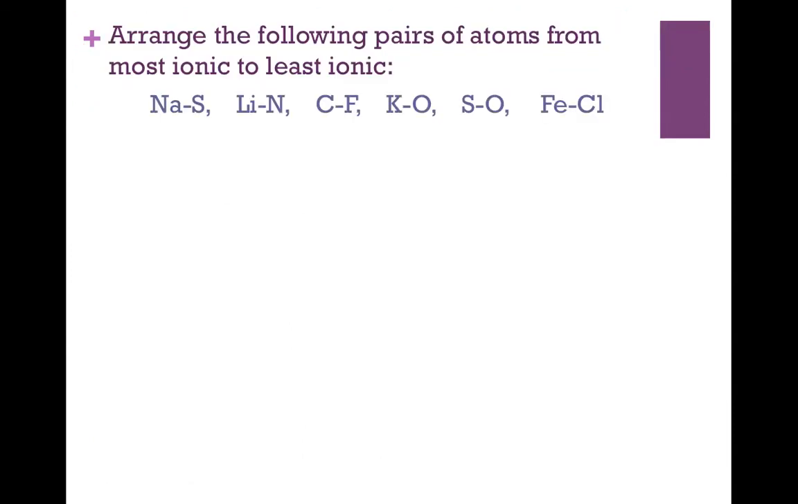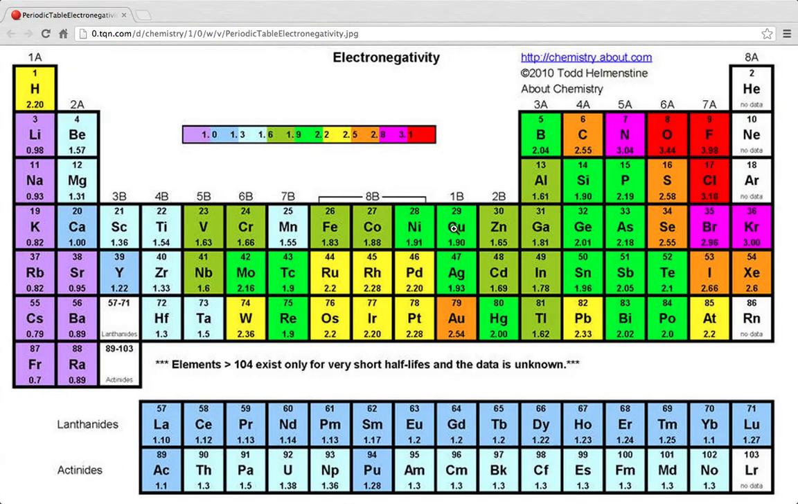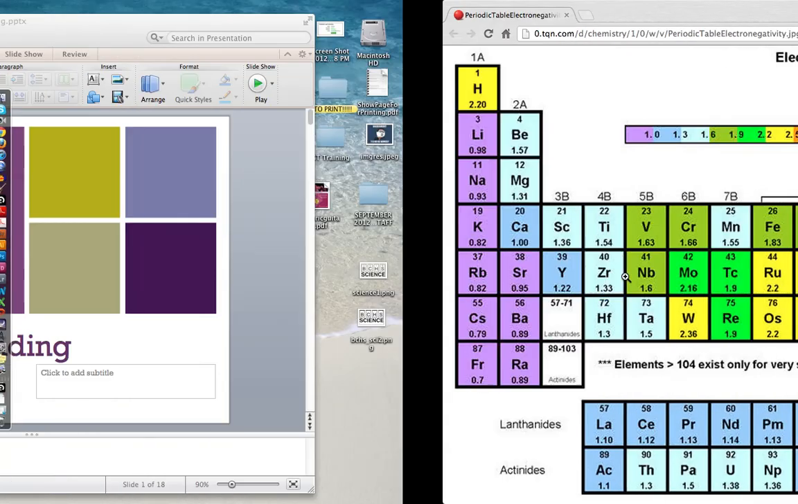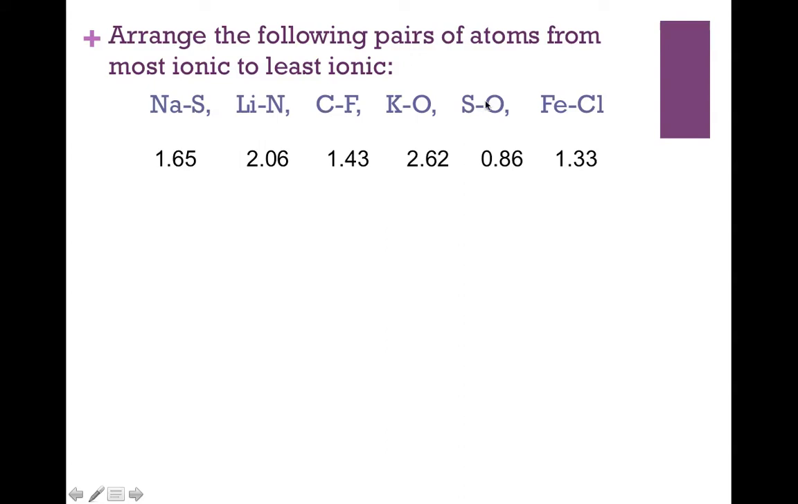Okay. So now something else that might benefit us is to arrange atoms from the most ionic to the least ionic. And this is going to be important, as we will later find out, because it will tell us where the electrons are and how polar a molecule is going to be. Okay, so you could do all the grunt work of finding all the electronegativities and then subtracting them for each one of these pairs, and I did it for you right here. 1.65, 2.06. So once you do that, it's really easy to order them from most ionic to least ionic.